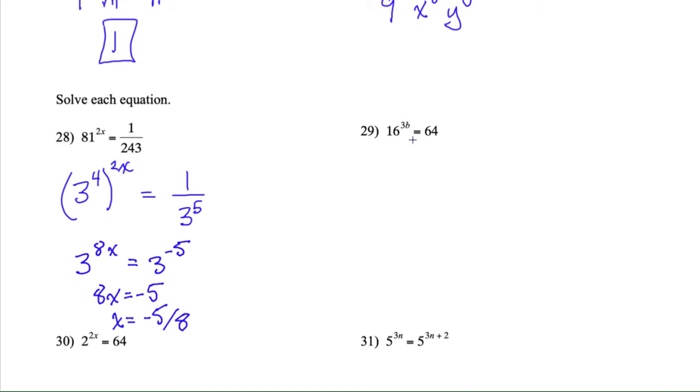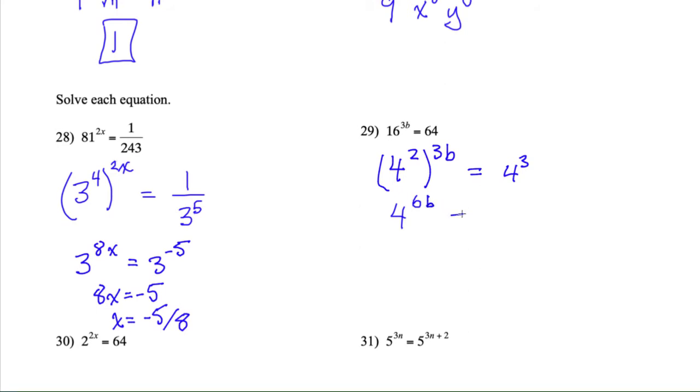Alright, from there, it's kind of the same thing. The only way to get the same bases here is base 4, so 4 to what power is 16? 4 to the power of 2. And then that's to the power of 3b. 4 to what power is 64? Well, 4 to the power of 3 is 64. And then from there, I'm going to distribute here, multiply the 2 and the 3b. That's going to be 4 to the power of 6b.